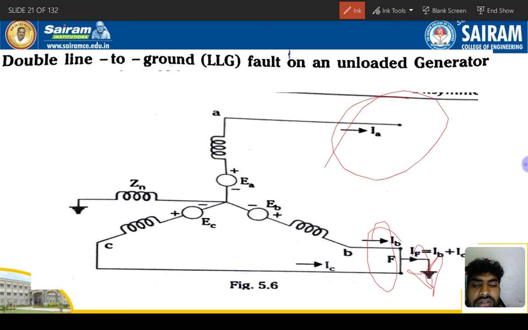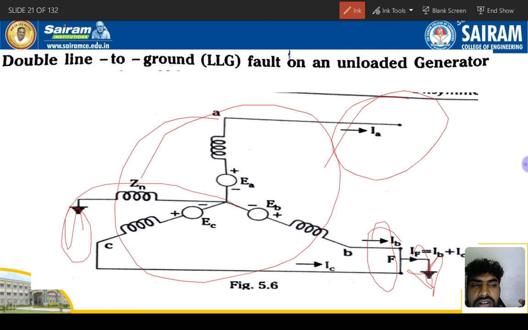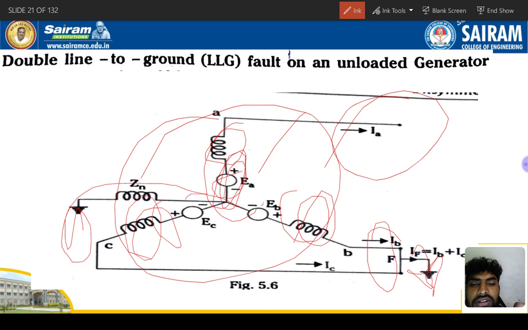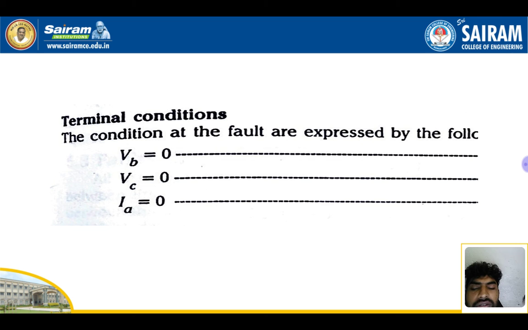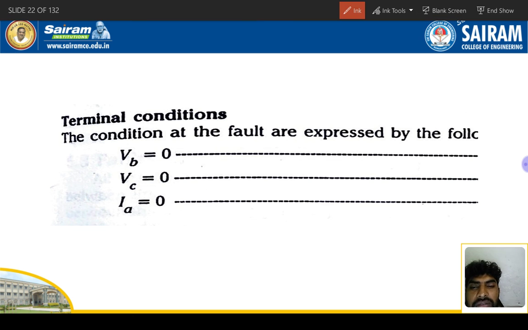So this one is open, IA is equal to 0. This one is the neutral grounded because this is a star connected unloaded generator. So these are the reactances of the armature conductor, EA, EB, EC, the induced voltages in the A conductor, B conductor, C conductor. So the condition is double line shorted and then connected to ground. That is a double line to ground fault if IF is equal to IB plus IC. So here there is a fault, that we are going to determine now. So VB is equal to 0, VC is equal to 0, IA is equal to 0, right? These are the zero conditions in the previous circuit diagram.